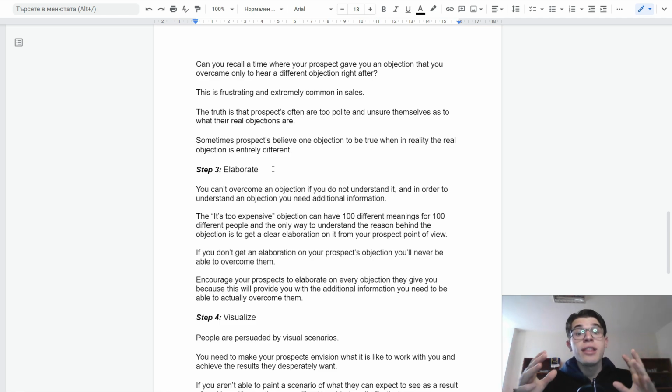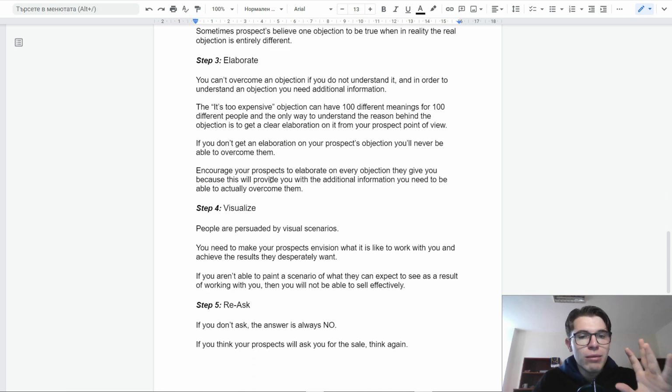If you don't get an elaboration on your prospect's objection, you'll never be able to overcome it. Encourage your prospects to elaborate on every objection they give you, because this will provide you with additional information that you will need in order to actually overcome those objections. Again, you'll find hidden gems when your prospect elaborates on their objections.